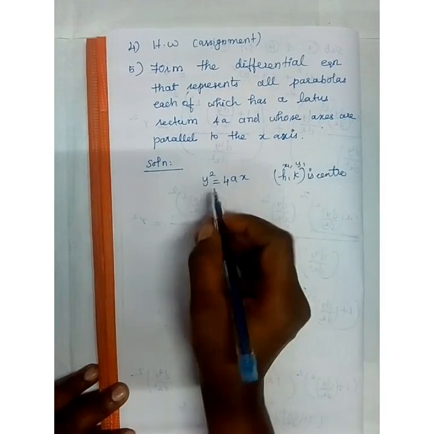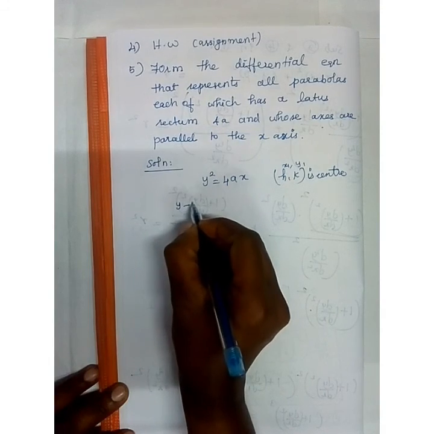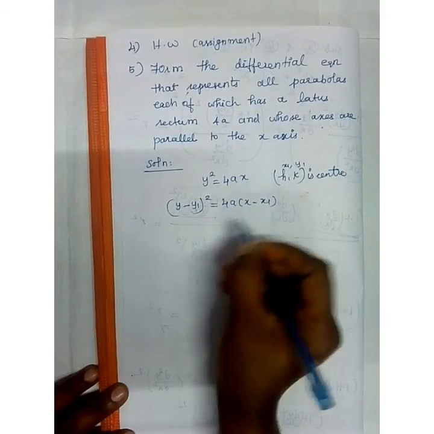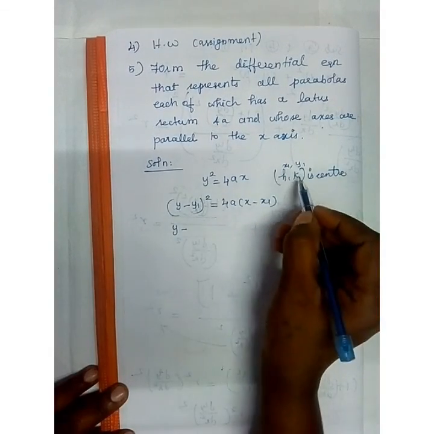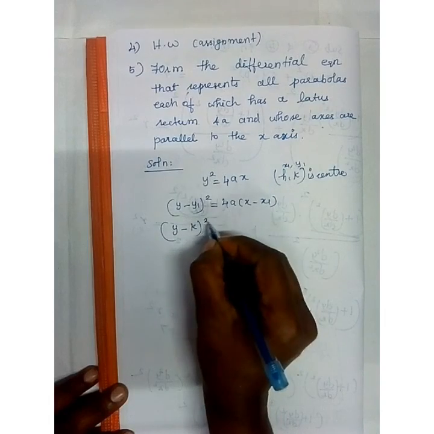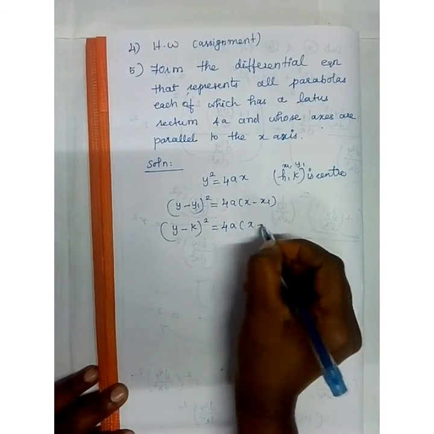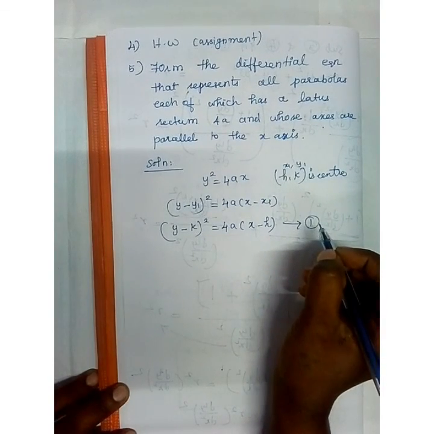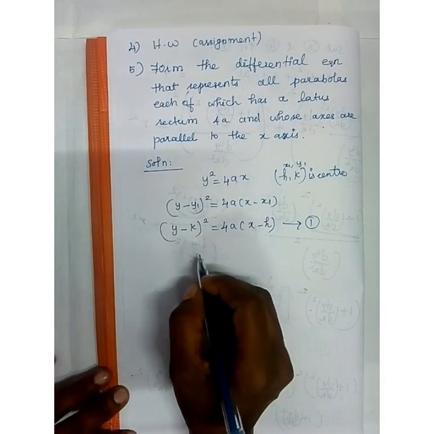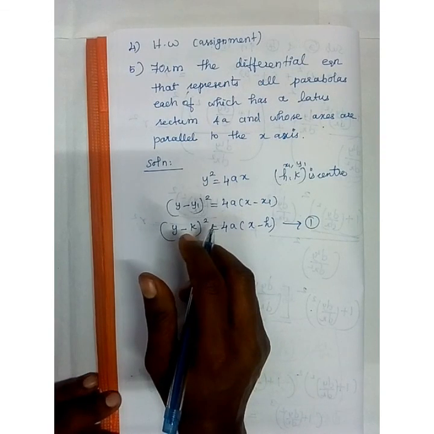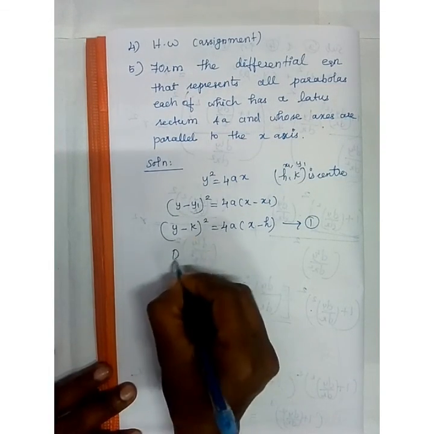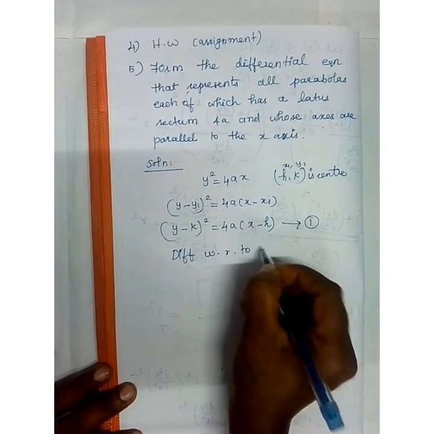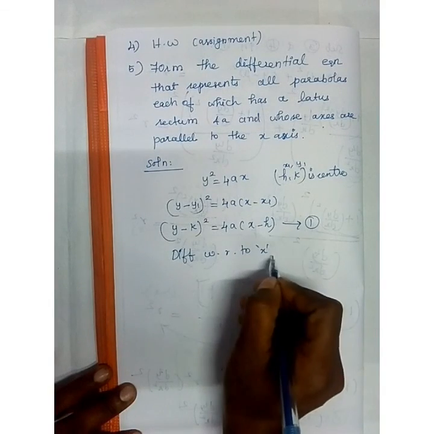So now instead of y squared, I can write (y minus y1)^2, which is equal to 4a into (x minus x1). So (y minus k)^2, what is the y1 value? It is k. 4a into (x minus h), what is the x1 value? h. Keep it as equation number 1. Now I have to eliminate the constant a. So differentiate with respect to x. The above equation should be differentiated with respect to x.